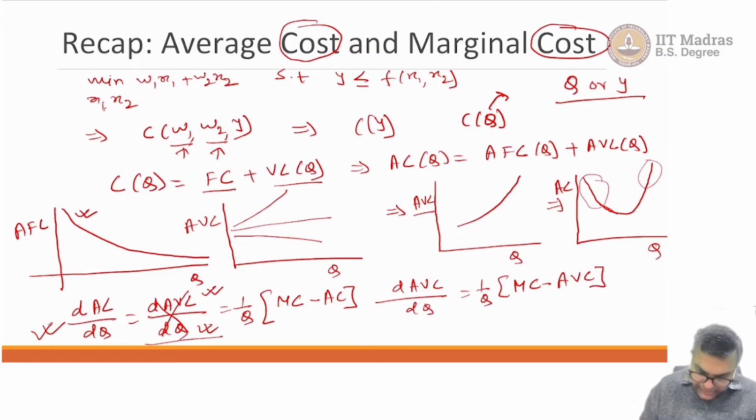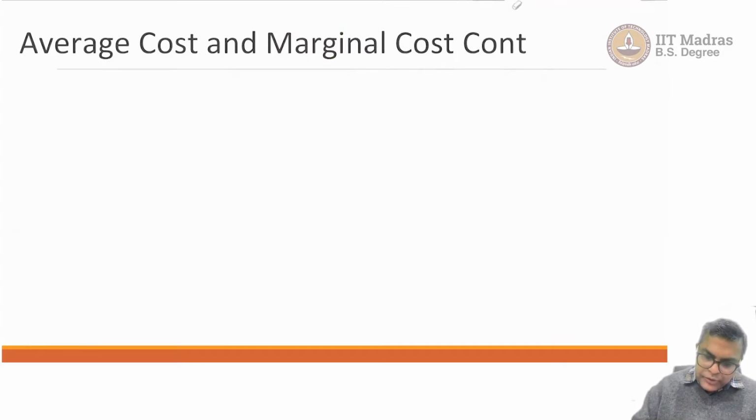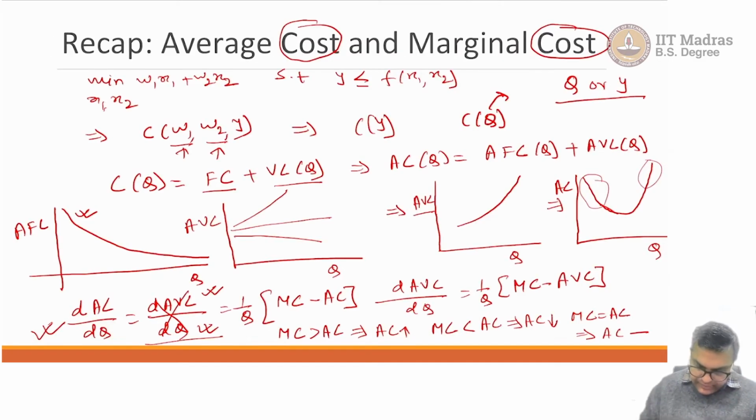And so we had figured out that if MC is greater than AC, it means average cost is increasing, and if MC is less than average cost, it means average cost is falling, and if MC is equal to AC, then at that place AC remains stable. Exactly the same thing can be written with respect to your average variable cost.